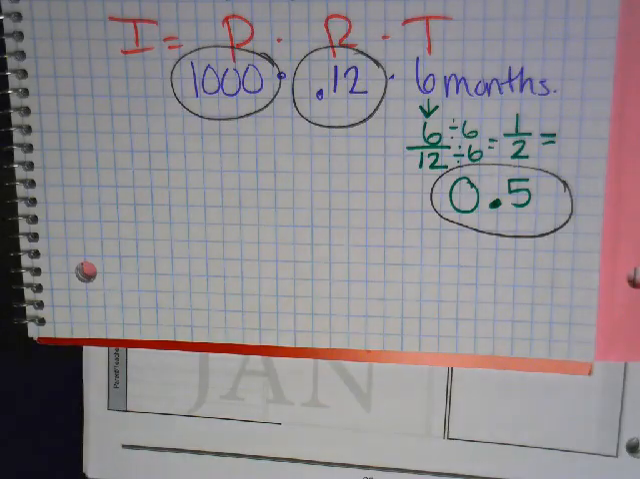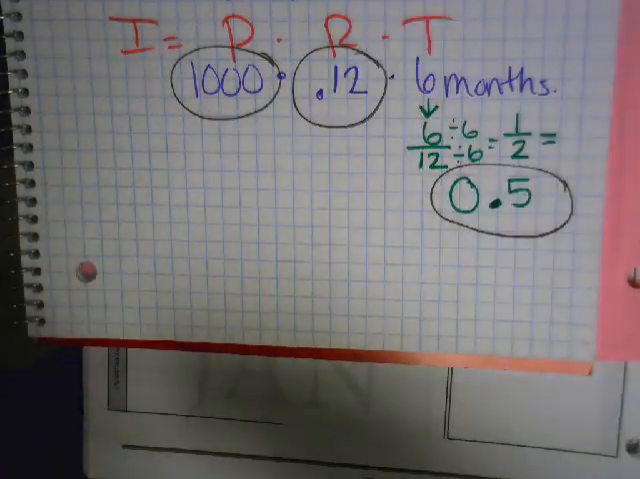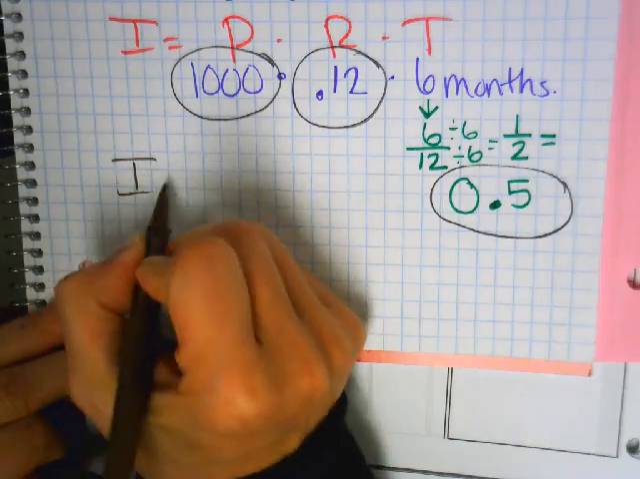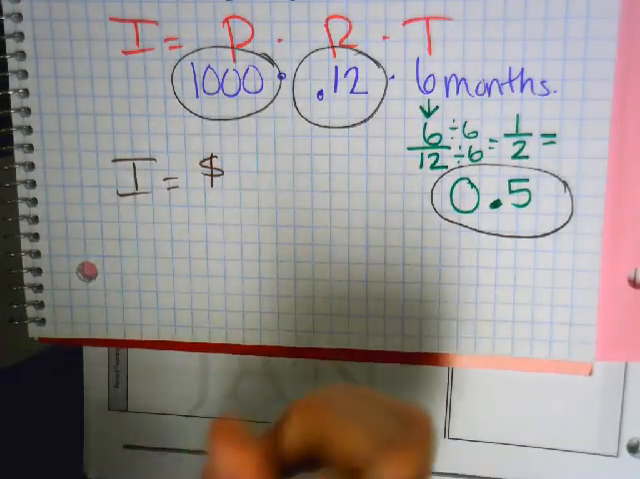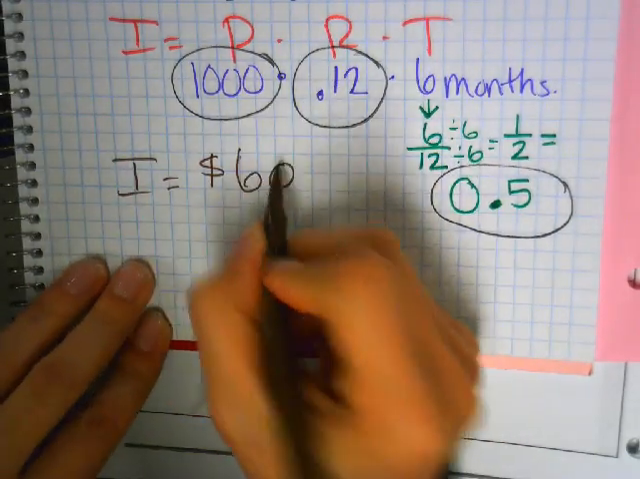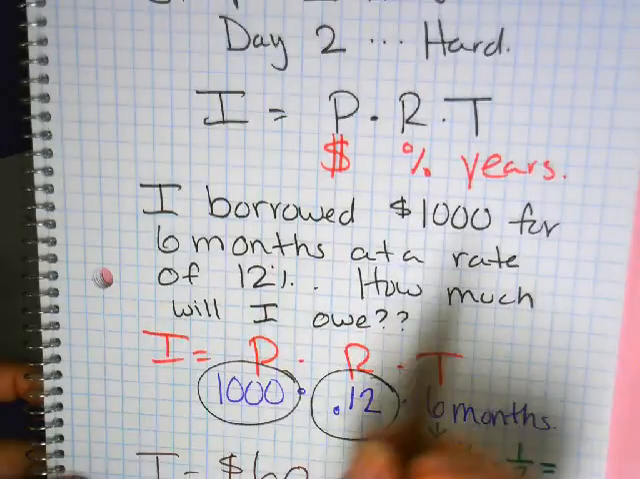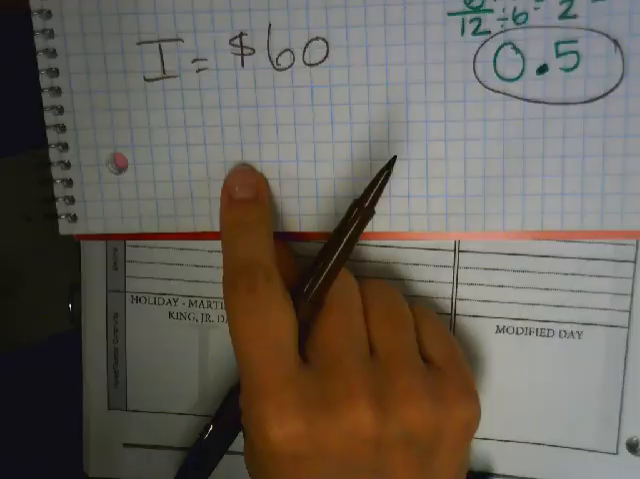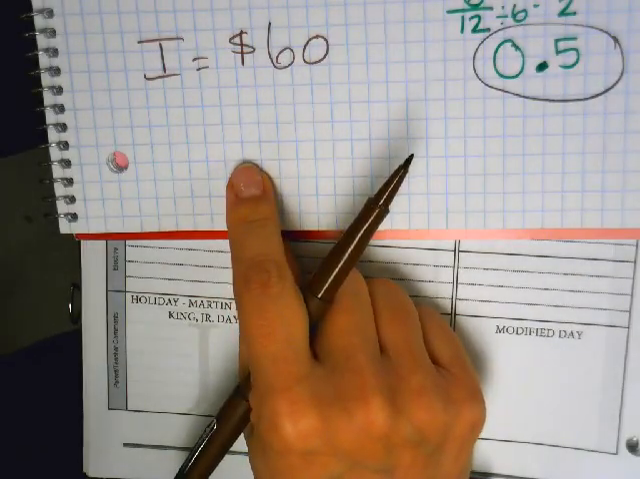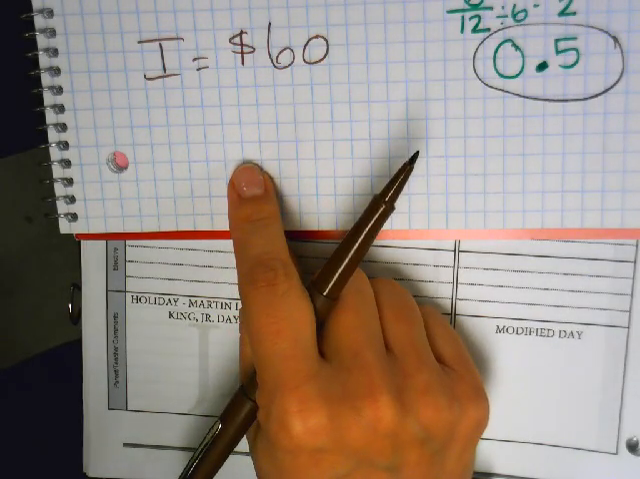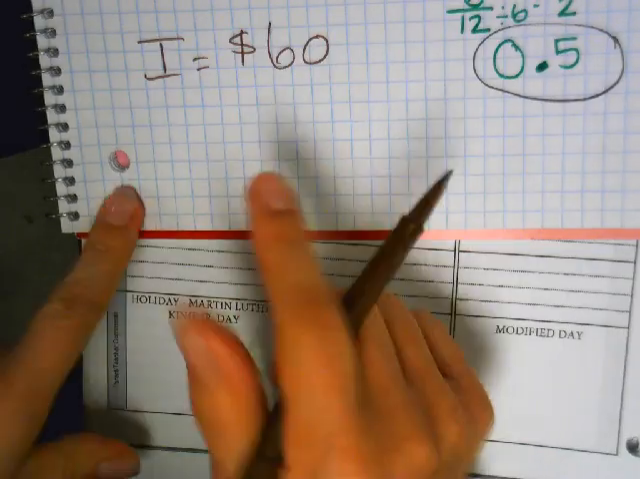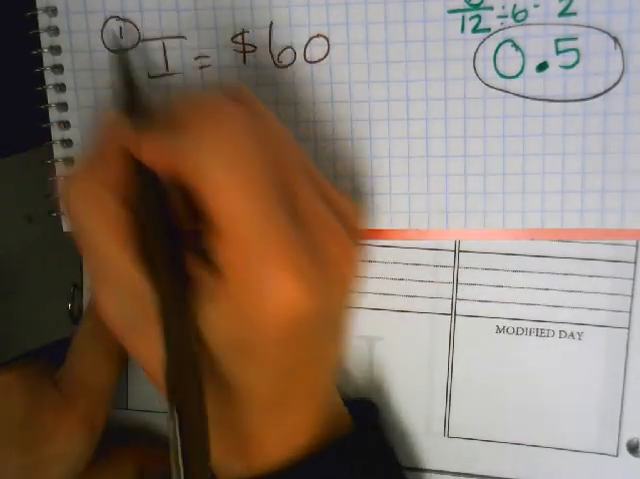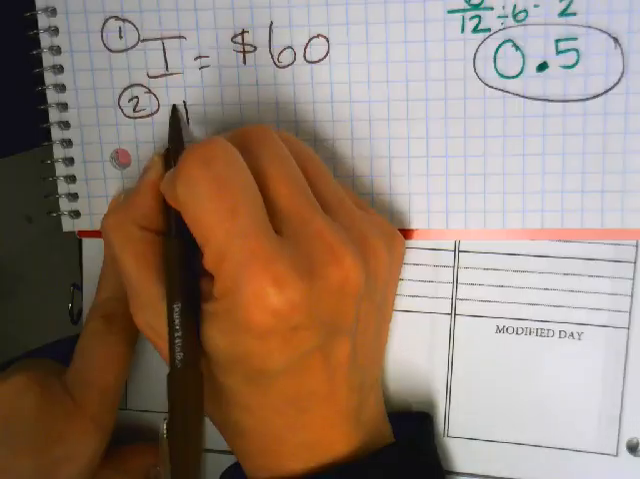All right, so interest is equal to how much? $60. Okay, but how much will I owe in total? Just 60? No, because you still have to pay back what you borrowed. How much did I borrow? 1,000. So this is step number 1. Now step number 2 is your total.